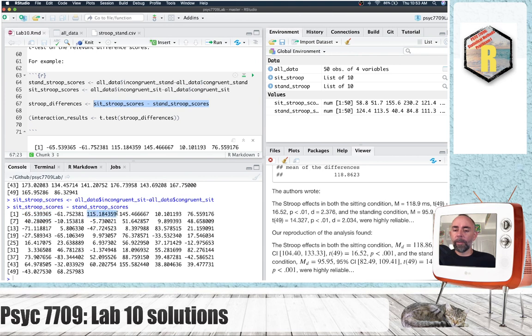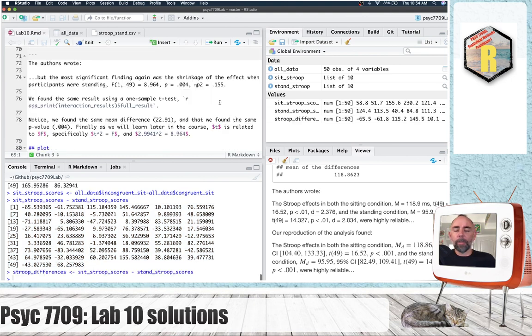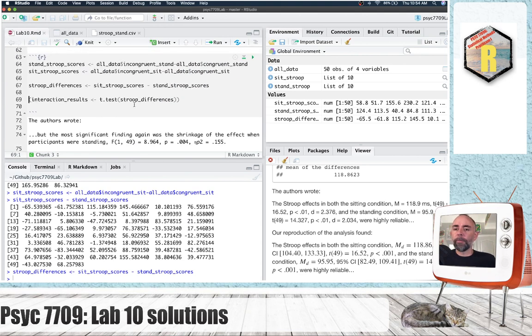The third person had a positive 115. So third person, 1, 2, 3. So this person had a 40 millisecond Stroop effect when they were standing, and 155 when they were sitting. So it seems like this person was, quote, paying more attention when they were standing. This is the difference between the standing and sitting Stroop effects for every subject. These can be put into the variable Stroop differences.